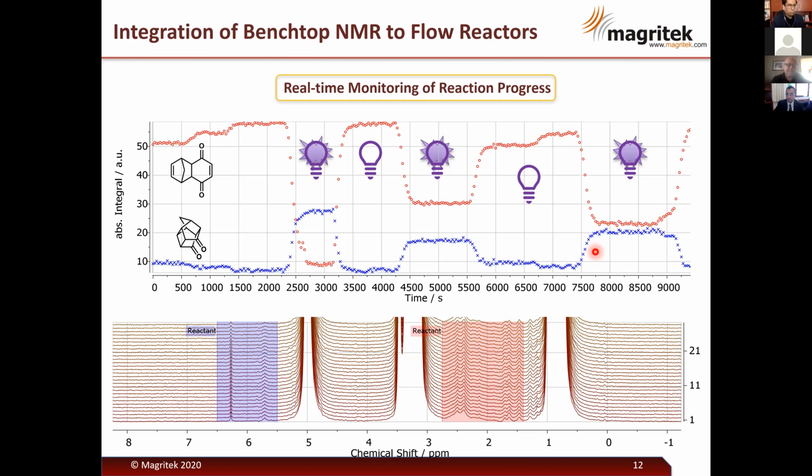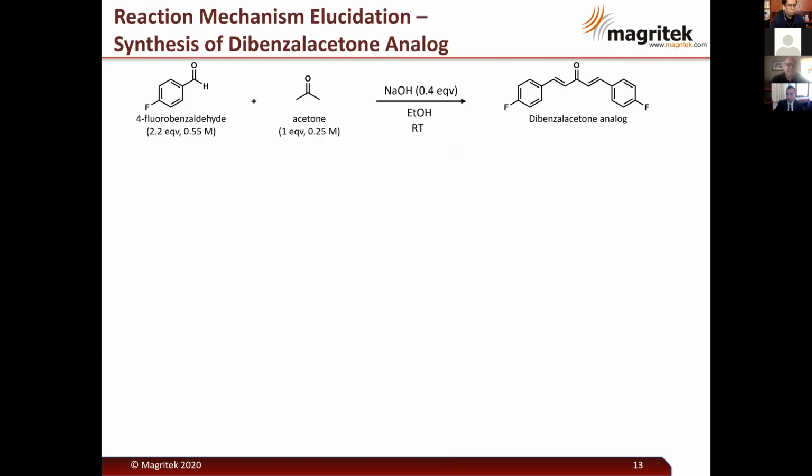This next example is from our lab in the United States. So besides kinetic information, reaction monitoring with benchtop NMR can also help with reaction mechanism elucidation. This is demonstrated through this cross-aldol reaction in the synthesis of the dibenzalacetone analog in the scheme shown here.